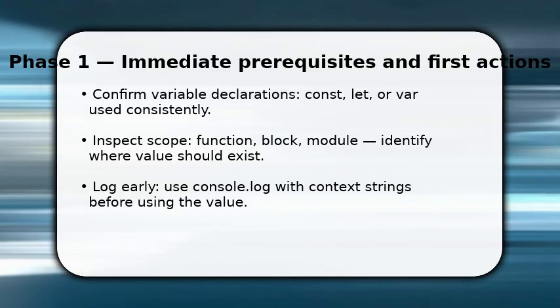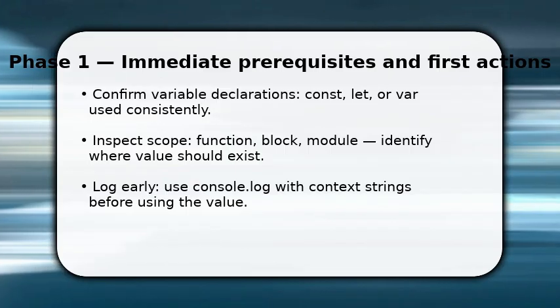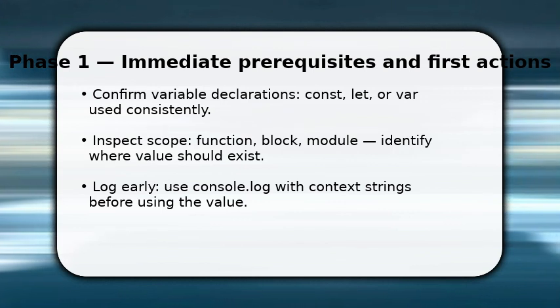Once done, check asynchronous boundaries. Are you awaiting a promise or handling a callback? Make sure the source function returns a value before you proceed. You now trace the problem through asynchronous flows and scope.